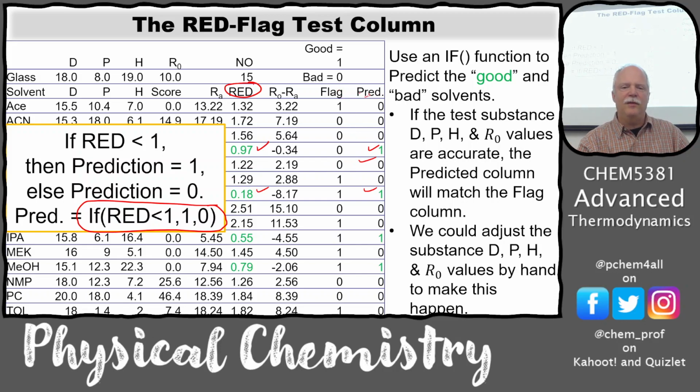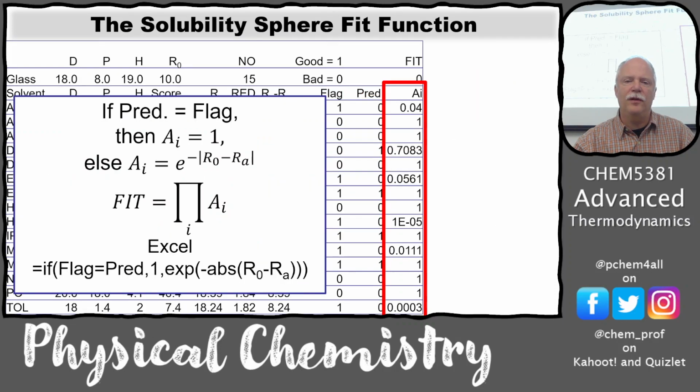And so we can easily compare these two columns: what we flagged as good and bad, and then the predicted good and bad. We're just setting this up so that we can use an if-then statement in order to come up with our fit function. So here's our fit function. This is the Boolean operator. We say if the predicted equals the flag, then we're great. So if predicted equals flag, then AI, this little fit term, is going to equal 1.